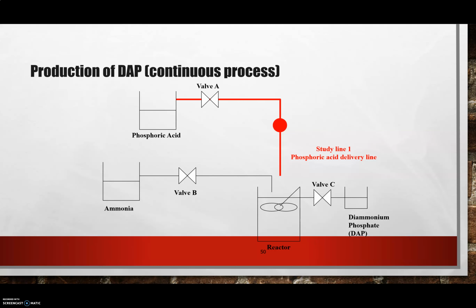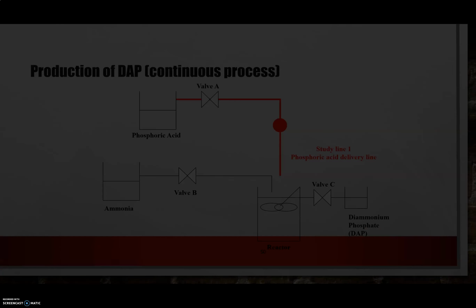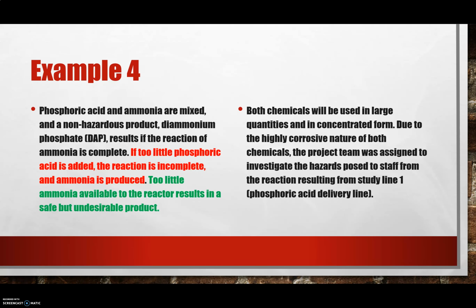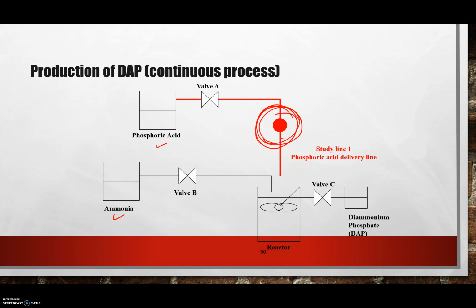As you can see, this is your study line. This is your node, your study node going into a reactor. You have your ammonia, you have your phosphoric acid. So your intent or your node is inside this line, because your intent is to study the hazard posed to staff from the reaction resulting from study line 1. Okay, this is study line 1.